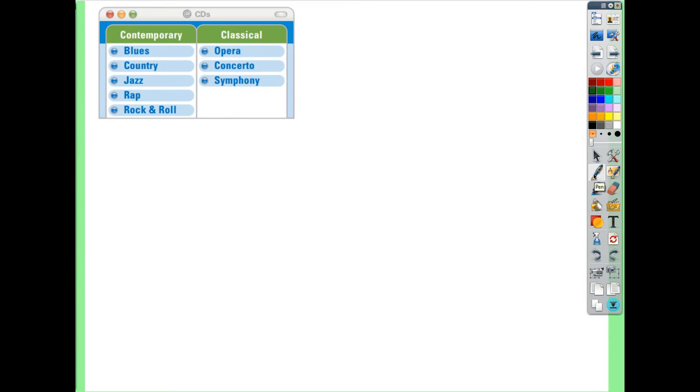So, remember this problem: we're going to get 3 CDs. We're going to get 2 contemporary CDs and 1 classical CD. We want to pick our 2 contemporary CDs so that they're not both the same. So here we go, we're going to pick a blues CD and a jazz CD.